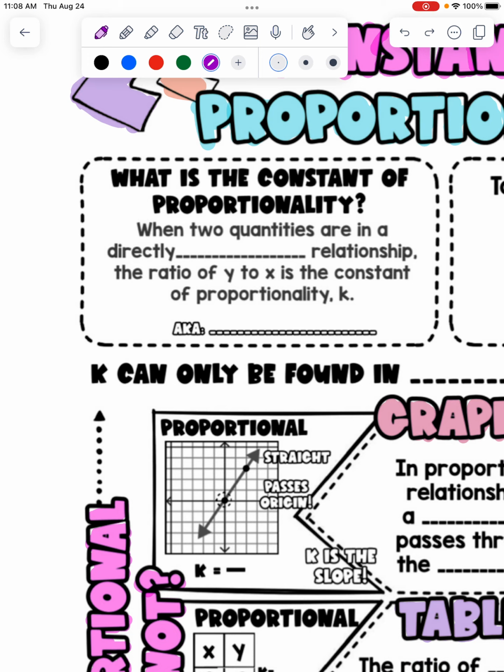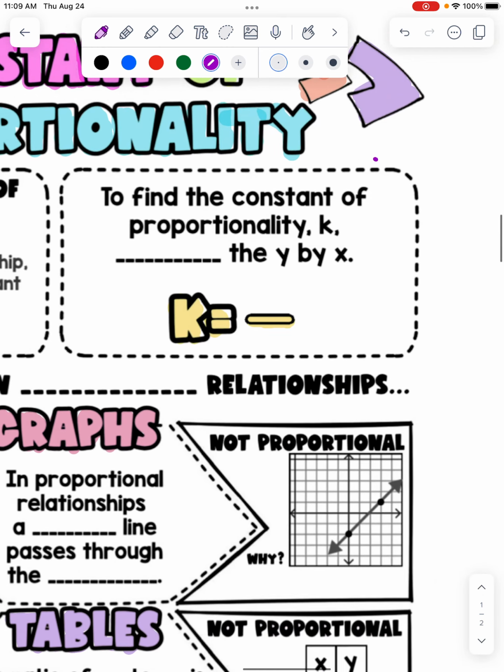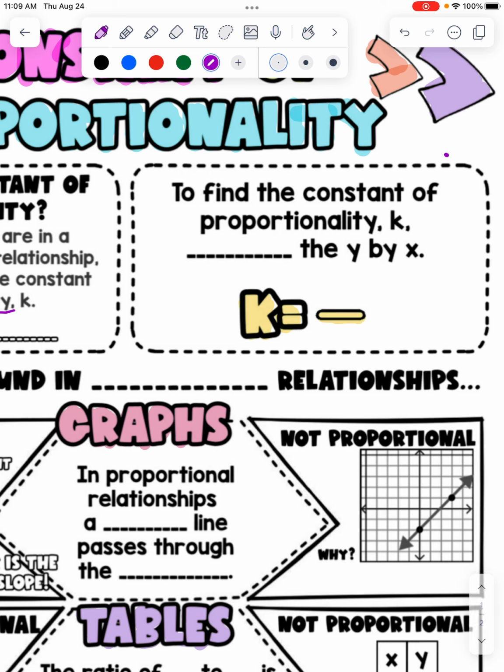When two quantities are in a directly proportional relationship, then the ratio of y to x is the constant of proportionality. We call it K. You can also call it slope, which you'll learn about more in 8th grade. To find the constant of proportionality, we can divide y by x. And remember that a fraction is just a division problem, so we'll sometimes represent it like a fraction, as you see there.